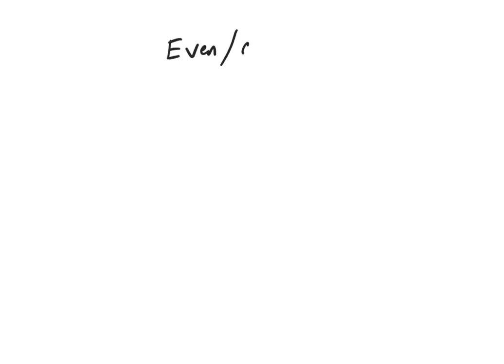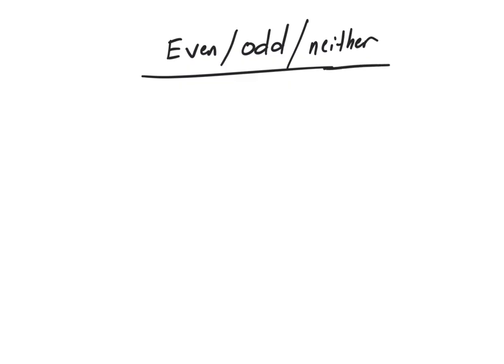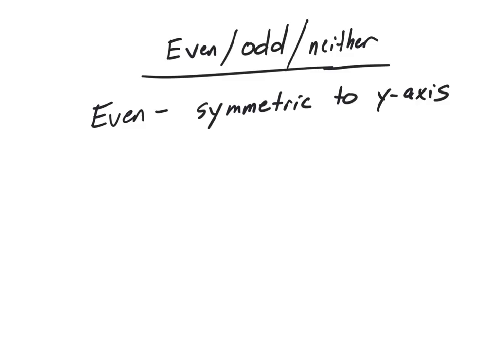Okay, the last thing that we're going to talk about is even functions versus odd functions. They're going to give us a function and ask us, is that an even function, an odd function, or is it neither one of those? Okay, an even function is always symmetric to the y-axis. So it would be like a parabola that splits right down the middle.